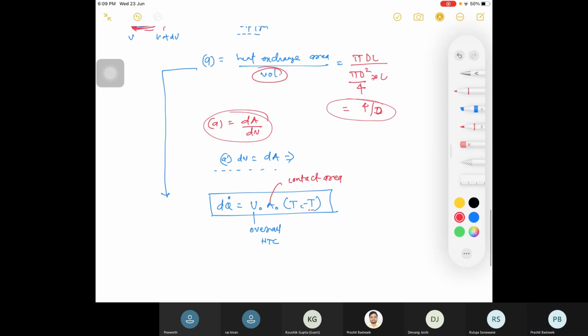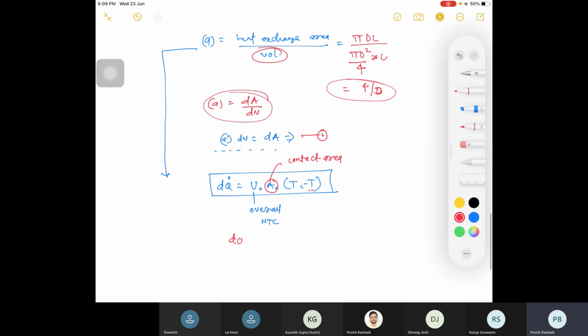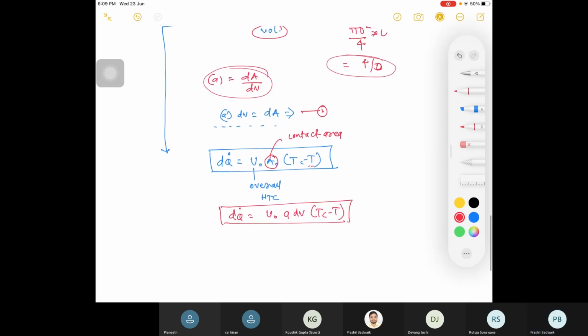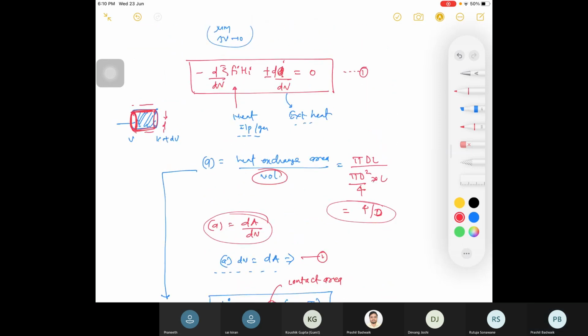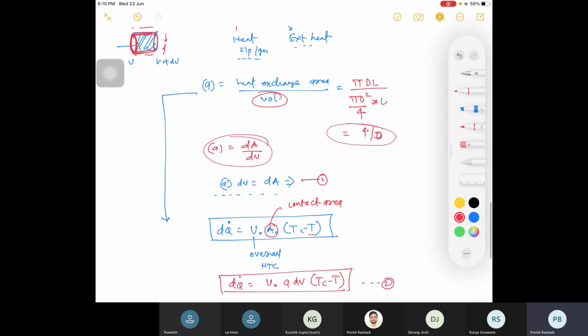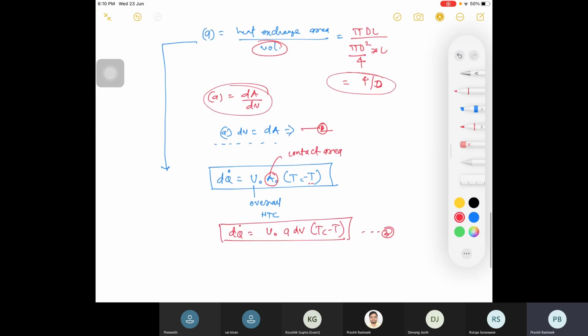Now please replace this contact area using this equation, equation 1. So you will be having dq is equals to U naught, then you will be having area, right? Then dV, area per unit volume into volume, and it is Tc minus T. So this is your equation 2. Please substitute this equation 2 in your equation 1. You can say this is your 2, and this is your equation 3. Please substitute 3 in 1.